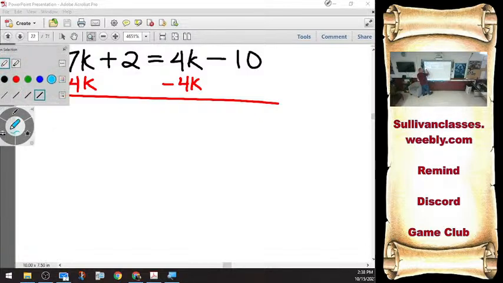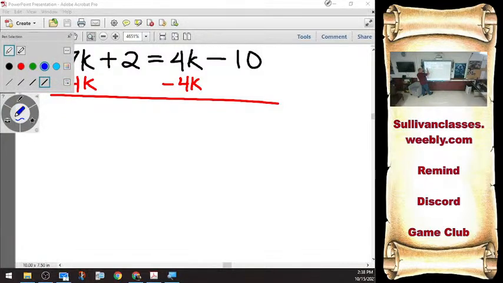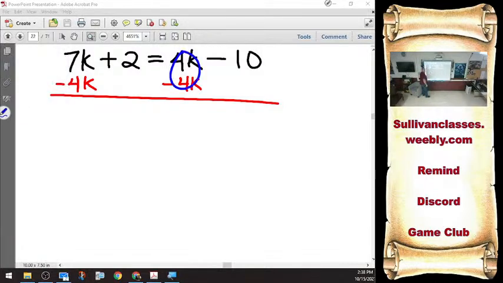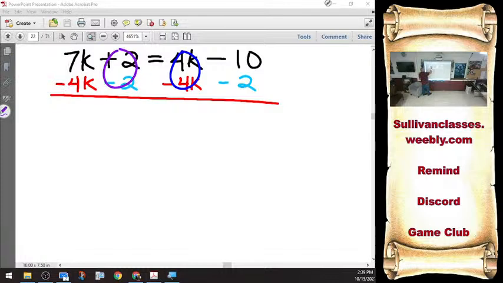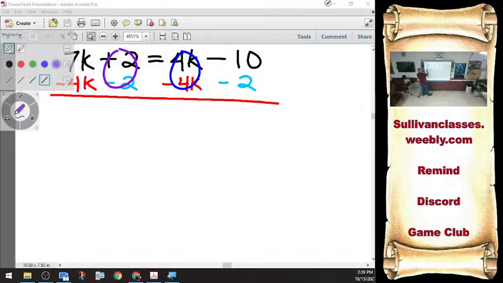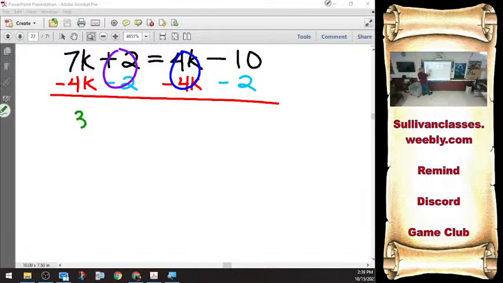Okay. So if I know this is going to go away, and I'm going to have a negative 10 over there. Could I, in the same line of the problem, also take away 2? Because doesn't it still balance? So if some of you are okay with double shotting like that, go for it. You're still going to get the same answer.